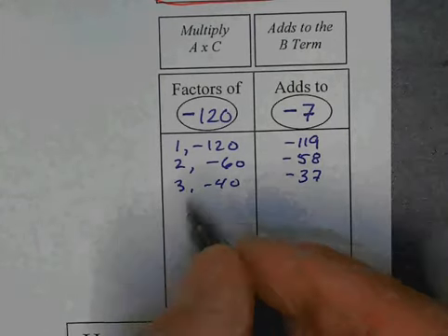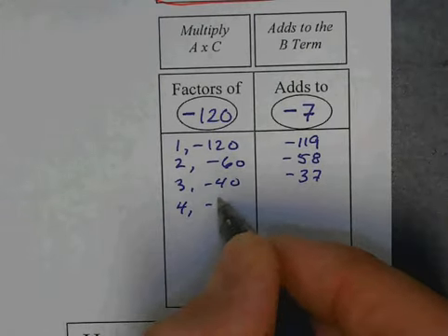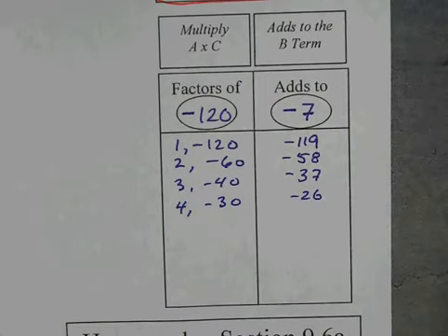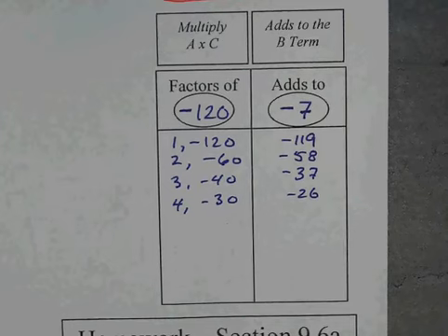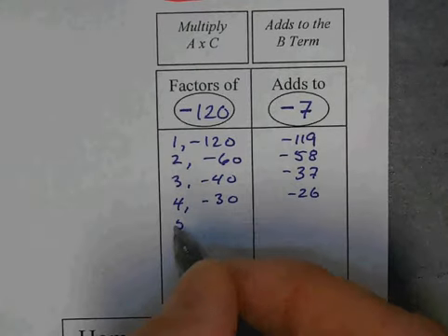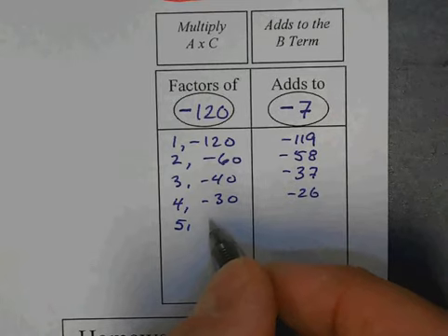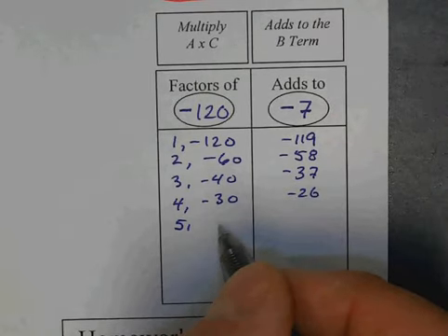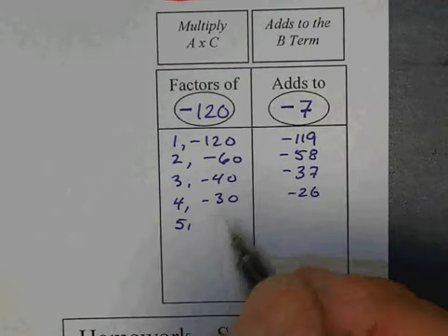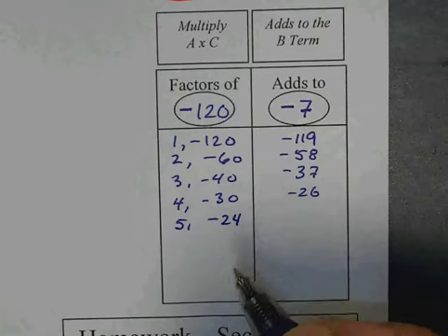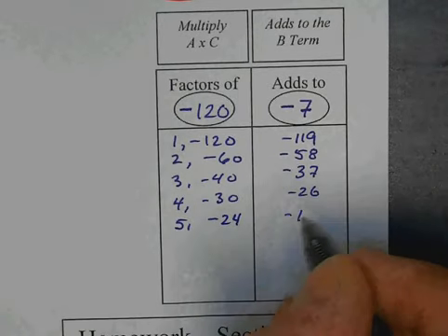4. Negative 30. That's negative 26. They're still getting smaller. That's good. We're getting closer to negative 7. Does 5 go in? How many times? 5 times 15, 75. If you don't have it, you can use your calculator. Negative 24. And that's negative 19. We're getting much smaller.